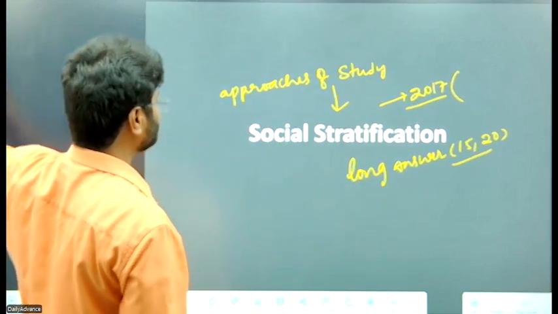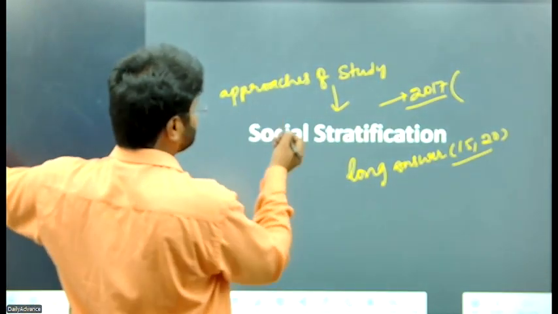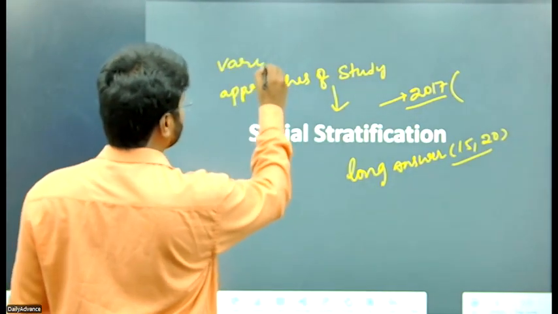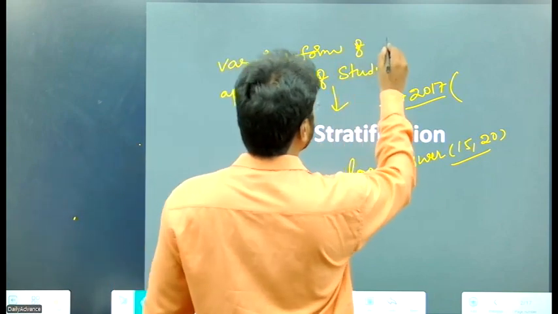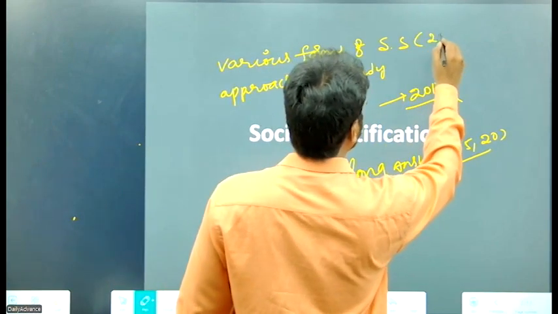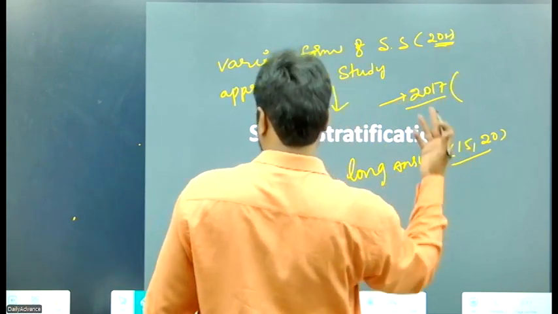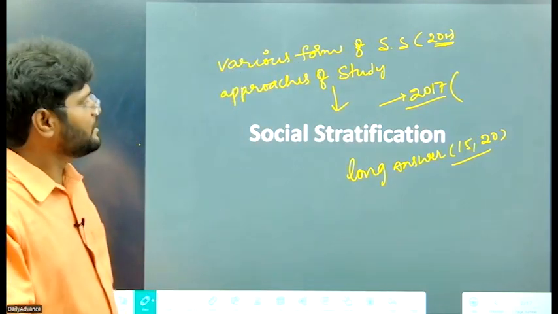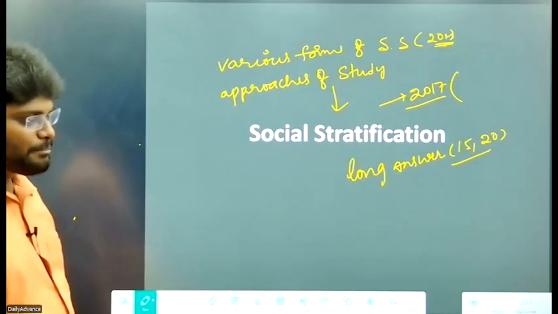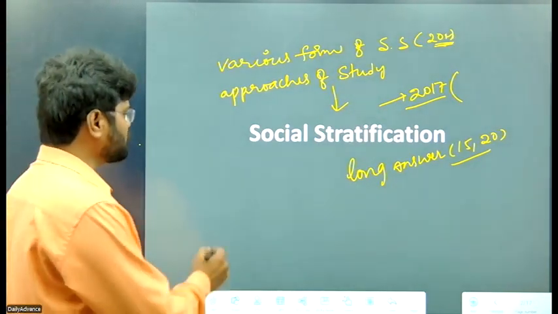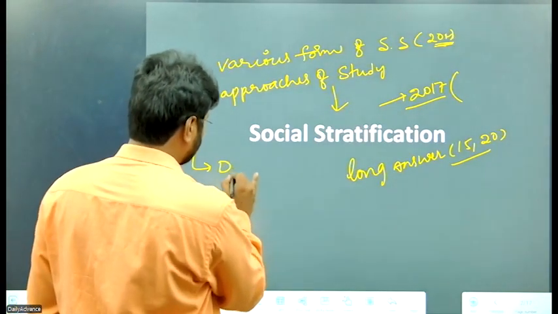In 2021, it repeated as: discuss various forms of social stratification. So, various forms of social stratification. This is also for 20 marks, which came in 2021. So here you can see this question has multiple dimensions. The first dimension we have to cover is the definition.